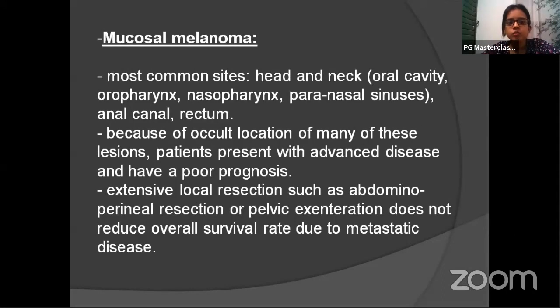Mucosal melanoma, the most common sites are head and neck, which includes the oral cavity, oropharynx, nasopharynx, and the paranasal sinuses, anal canal, and the rectum, which we've already discussed. Because of the occult location of many of these lesions, patients present with advanced disease and have a poor prognosis. And extensive local resection, such as the abdominoperineal resection or pelvic exenteration, does not improve the overall survival rate due to the presence of metastatic disease.